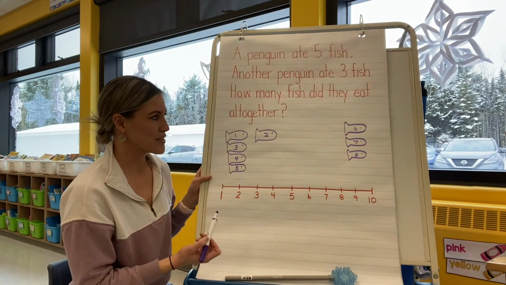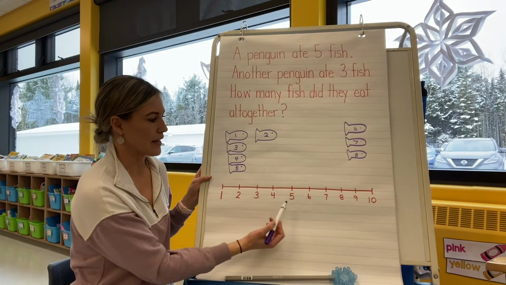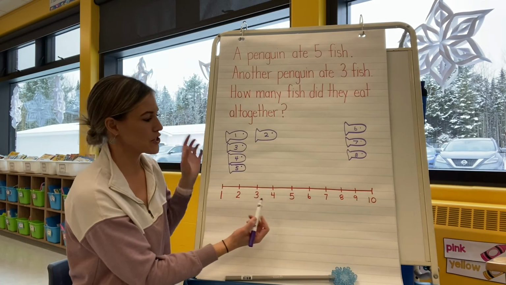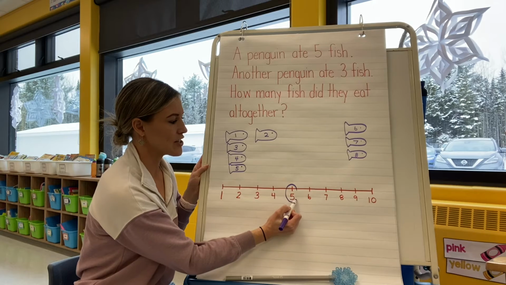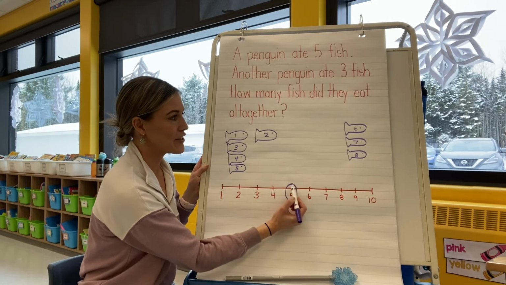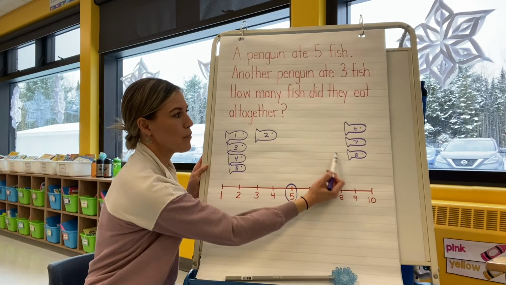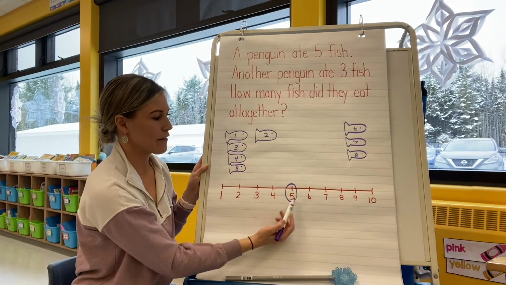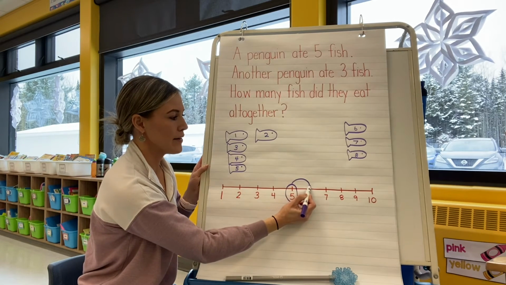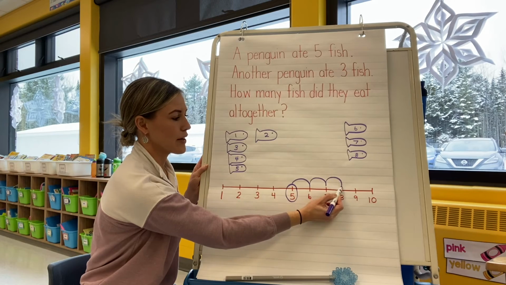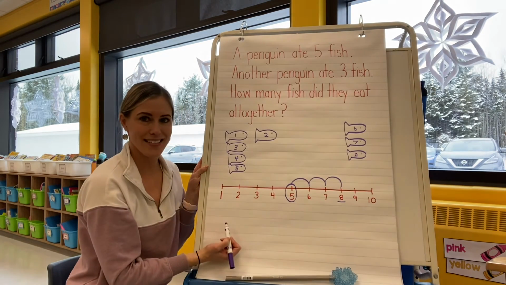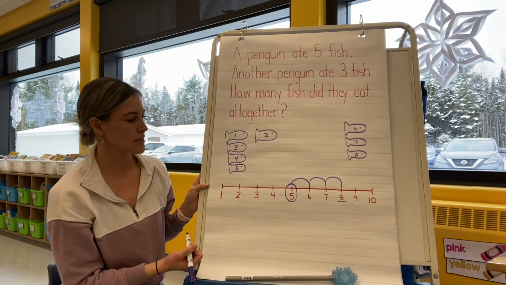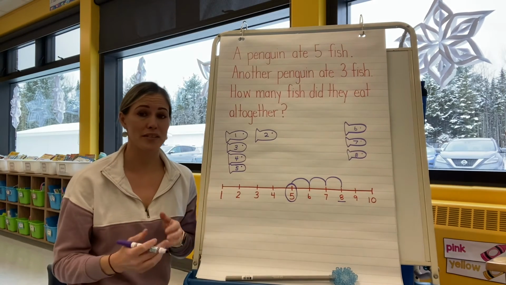Another thing, boys and girls, that you could do if you're looking at the number line: the very first sentence says a penguin ate 5 fish. So if I look at my number line and I start at the number 5, I could count ahead how many more. Another penguin ate 3 more. So if I started at 5, I would count 1, 2, 3, and that would bring me to 8. So 8 total. And you can always draw that out on a number line as well when you're doing number problems, going forwards or backwards depending on the question.